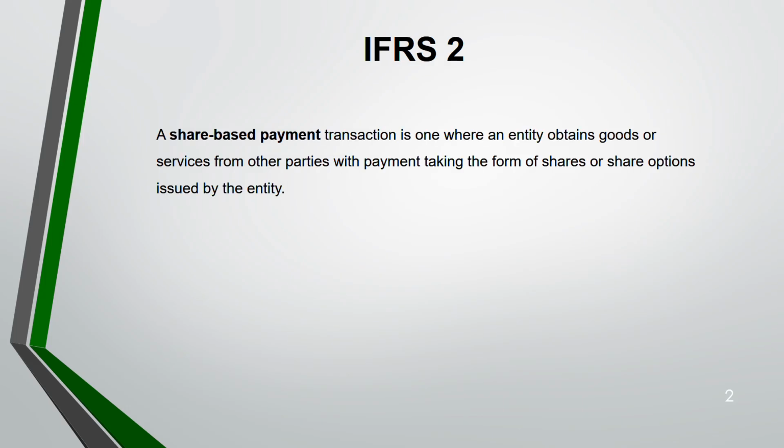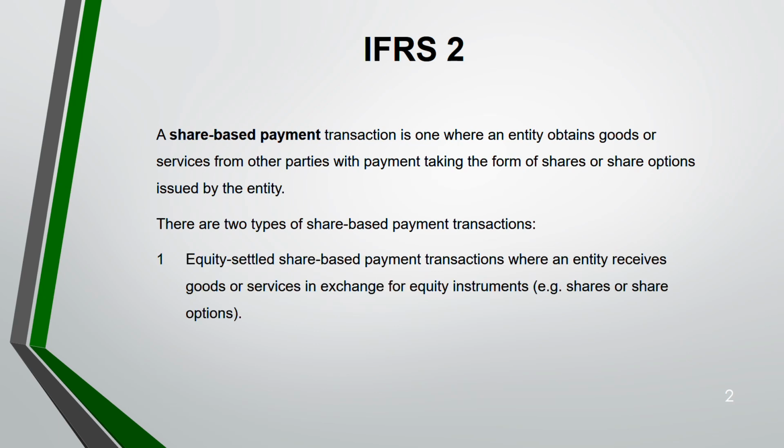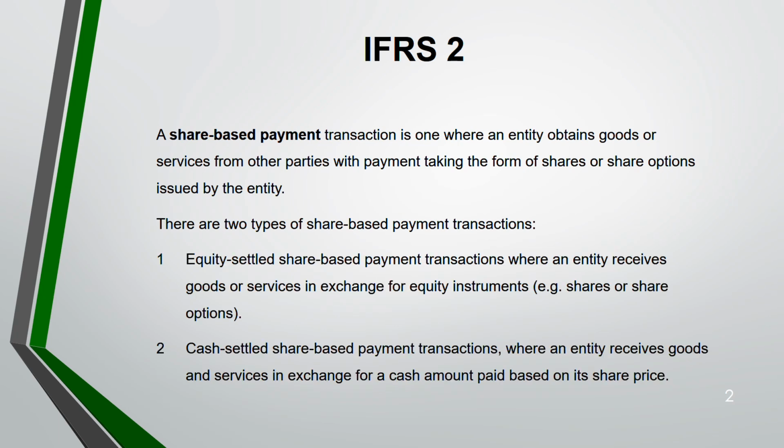So a share-based payment is a transaction where an entity obtains goods and services from other parties with payment taking the form of shares or share options. That means rather than paying in cash for buying goods and services, you are paying them in shares or share options. There are two types of share-based payment. First, equity settled. Next, cash settled.